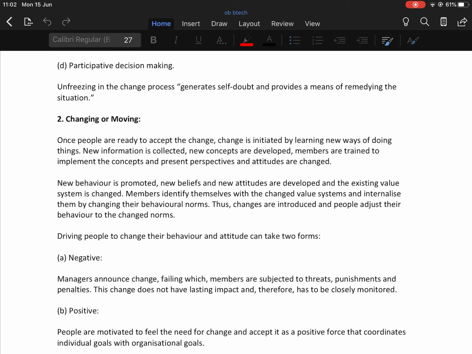New behavior is promoted, new beliefs and new attitudes are developed, and the existing value system is changed in the organization. Members identify themselves with the changed value system and internalize them by changing their behavioral norms. Thus, changes are introduced and people adjust their behavior to the changed norms.